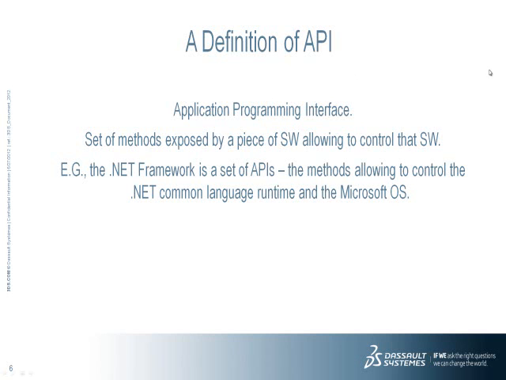This is the definition of an API, application programming interface. I also added here an example or a reminder about .NET, which is also an API between programs running in your Windows and the Microsoft operating system itself. So .NET is a set of APIs to interact with this, and we will see some examples of how we integrate between the .NET APIs and the DraftSight API.